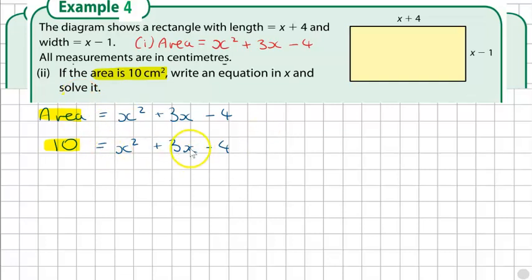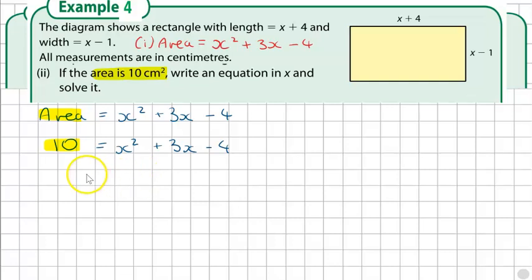So now we need to solve for x. Now, if there was no squared there, if it was just x on its own, so technically x to the power 1, we would do letters to the left, numbers to the right. But when there's a squared, so when it's a quadratic, we do everything to the left or else everything to the right.